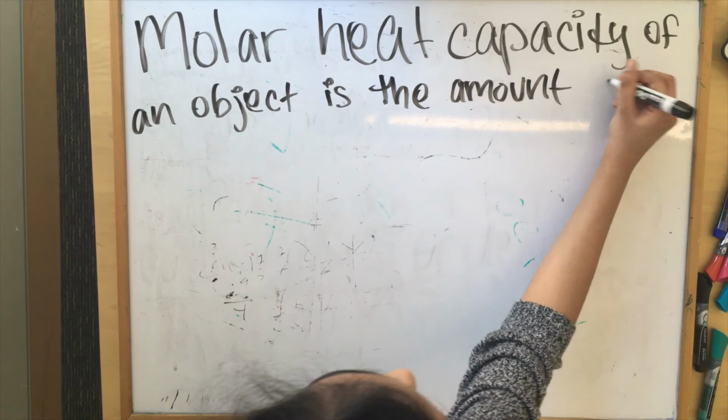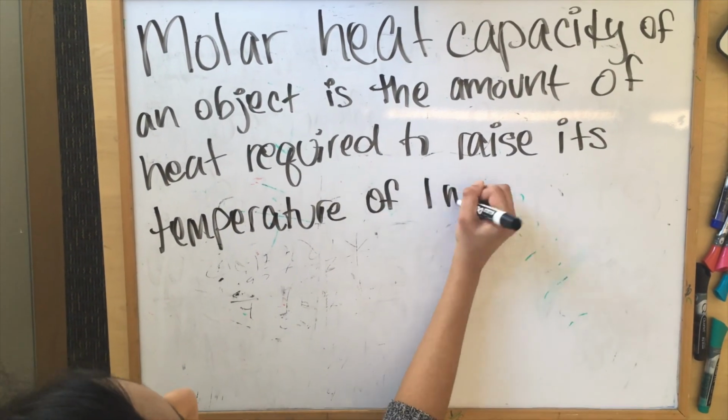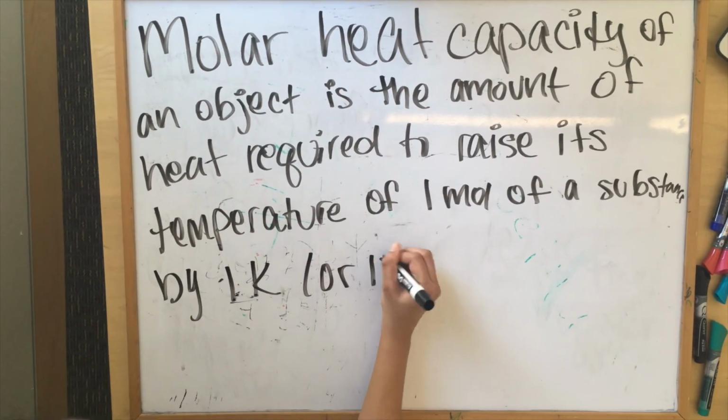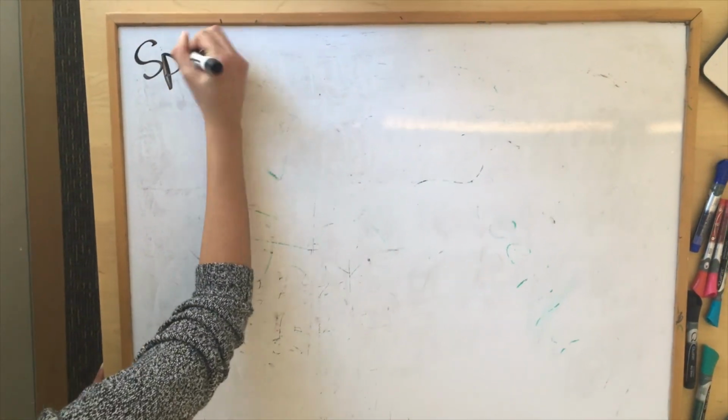The molar heat capacity of an object is the amount of energy needed to raise the temperature of 1 mole of it by 1 Kelvin or 1 degree Celsius. It may be symbolized with C_m.